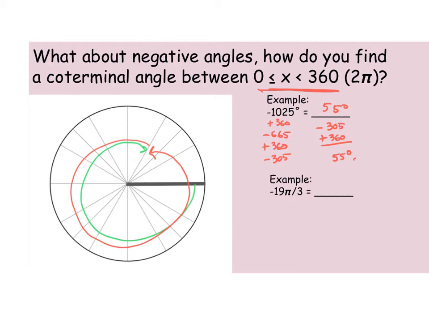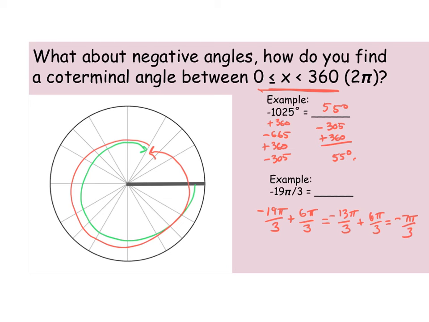Same thing with radians. If we start with negative 19 pi over 3 radians, I have to add 2 pi now instead of subtracting it. So to add 2 pi, that's adding 6 pi over 3, which will give me negative 13 pi over 3, and then I have to add 6 pi over 3 again, and that will give me negative 7 pi over 3.